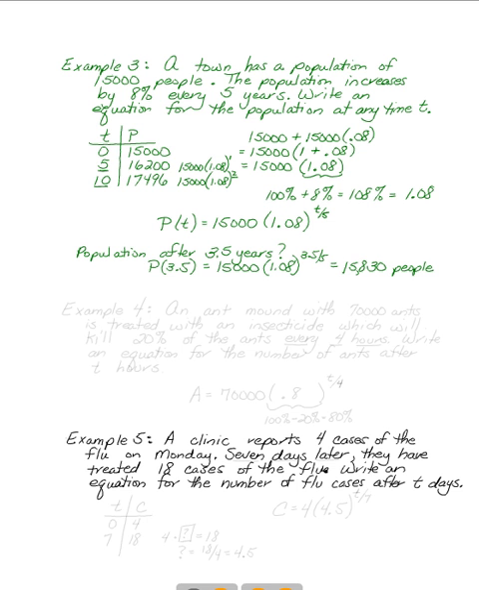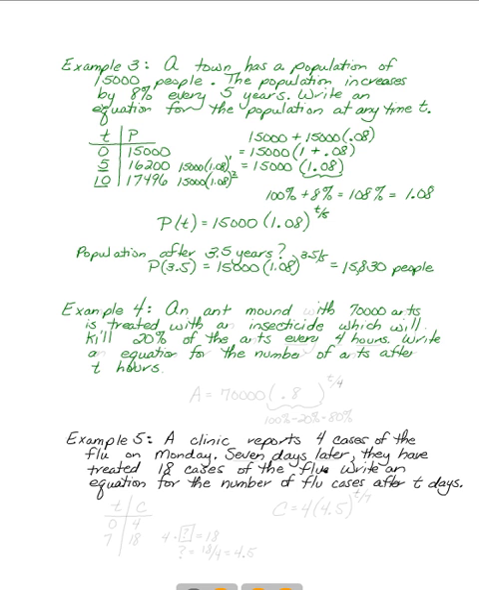Okay, let's look at example 4. We have a very large ant mound with 70,000 ants. This is treated with an insecticide which will kill 20% of the ants every 4 hours. What we want to do is write an equation for the number of ants after t hours.